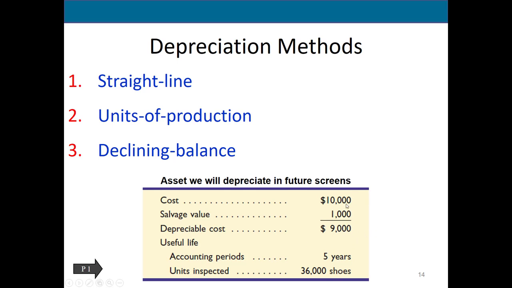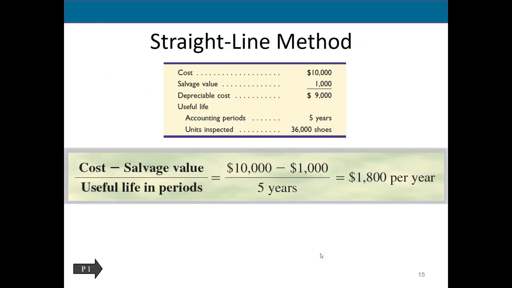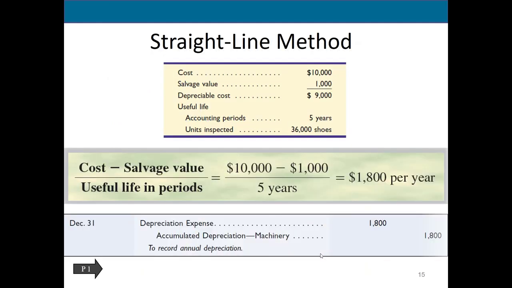In this example, cost is going to be 10,000, a salvage value of 1,000, leaving me with a depreciable cost of 9,000. We're going to depreciate it over 5 years, and this machine that we're purchasing, we believe, will inspect 36,000 shoes. That's the information we need to look at all three of these. The straight line method is going to take the cost minus the salvage value over the useful life in periods. That's what the formula is. Cost minus salvage value over its useful life.